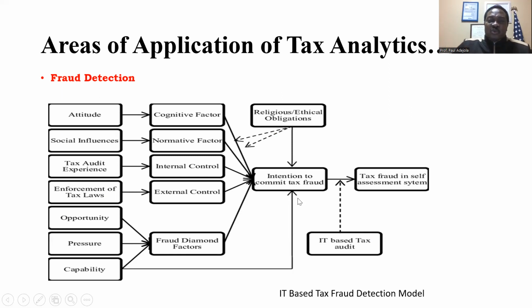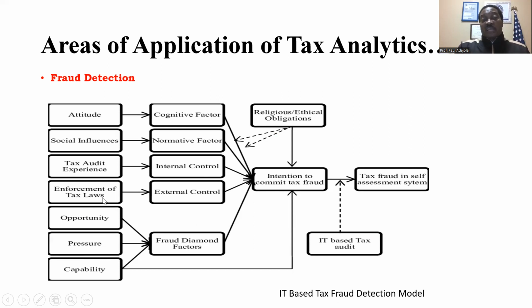What are those opportunities open to us that will make a taxpayer have that tendency to commit fraud? See them here: cognitive factor, normative factor, internal control, where internal control is weak and porous. External control is also there. Then we have the fraud diamond factor. See them: opportunity, pressure, capability.